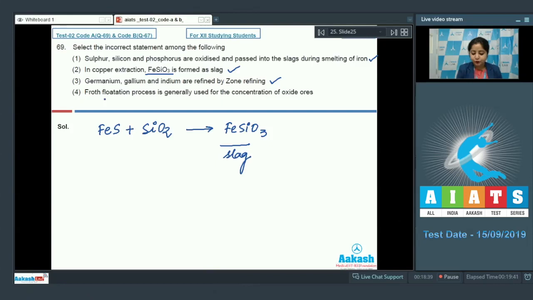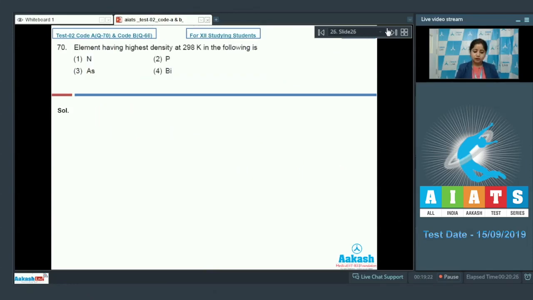The next is froth flotation process is generally used for the concentration of oxide ores. This is extremely wrong, as we all know that froth flotation is a process which is used for the concentration of sulfide ores rather than oxide ores. So class, the correct answer is option number 4. Let's move to our next question, class, which is question number 70.